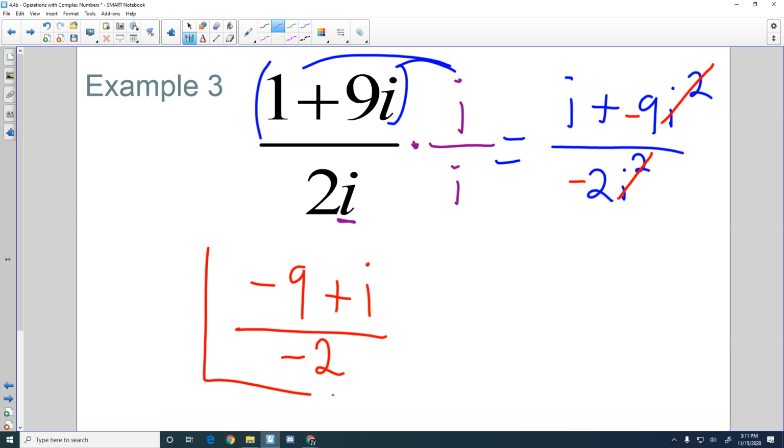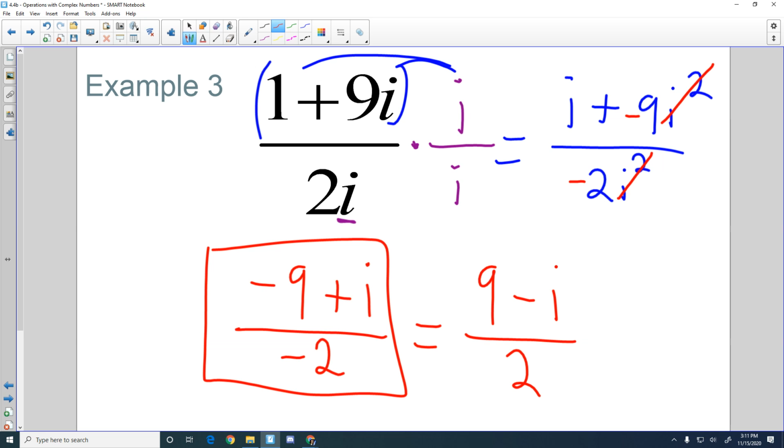You can leave your answer just like that. If you do want to get rid of the double negative, you could essentially divide everything by a negative 1, which would change this to 9 minus i over 2. Some people like how that looks better. I'm fine with either way. Pretty cool, right?